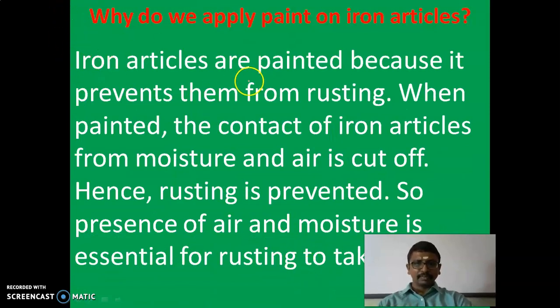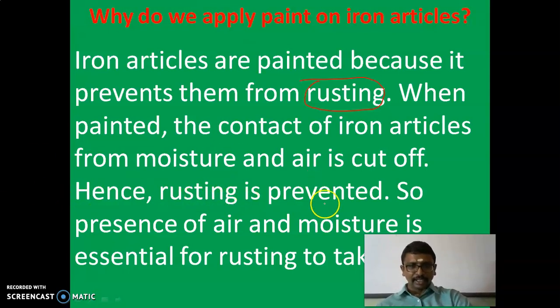Iron articles are painted because it prevents rusting. What is the reason? When painted, the contact of iron articles with moisture and air is cut off. So when we paint the iron articles, even if water molecules or air are deposited on the iron articles, they will not get rusted, because the paint will prevent the rusting.